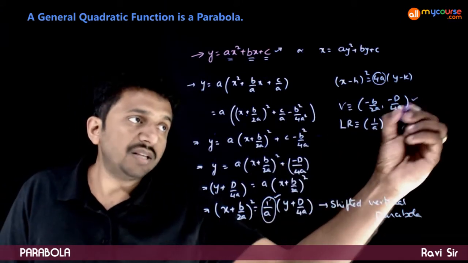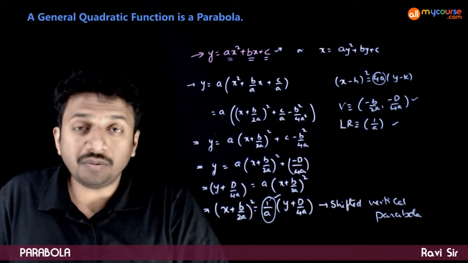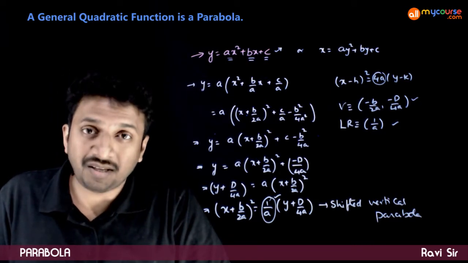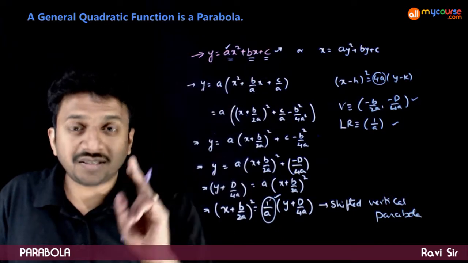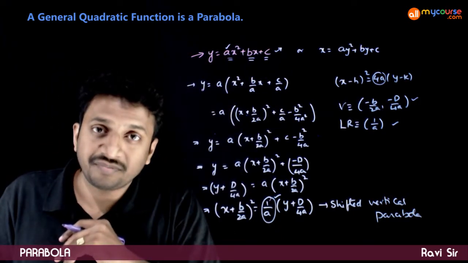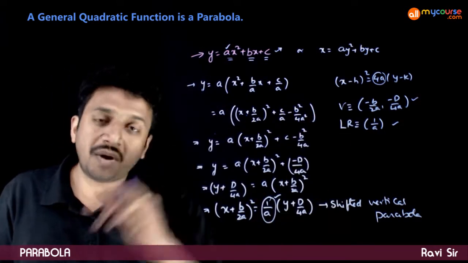So these are the two things which you need to understand about the parabola y is equal to ax square plus bx plus c. The important thing is that 1 by a represents the latus rectum, and minus b by 2a, minus d by 4a represents the vertex of the parabola.